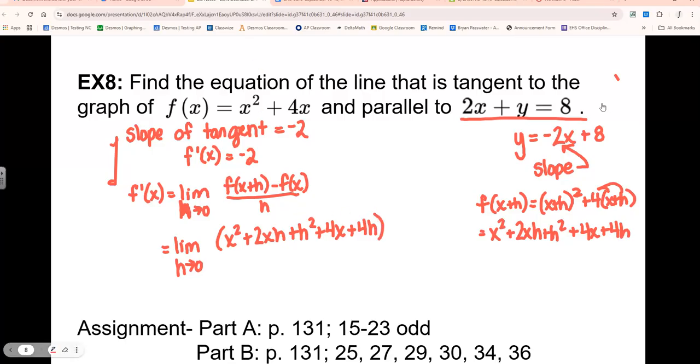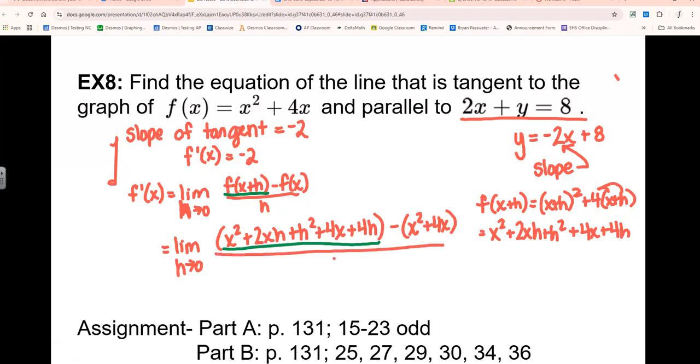That is just our x plus h part right there. So we still have to subtract f of x, which is just the function x squared plus 4x, all this over h. And this here, that's our f of x.